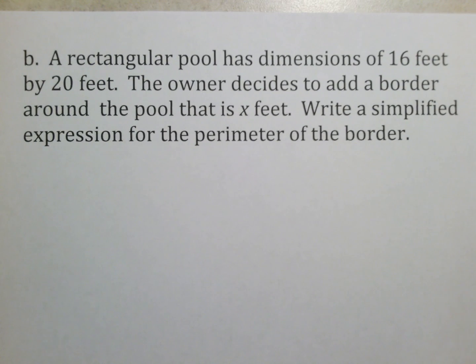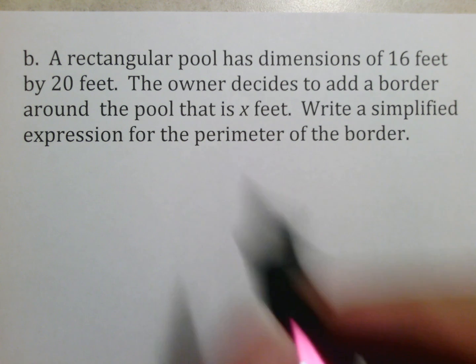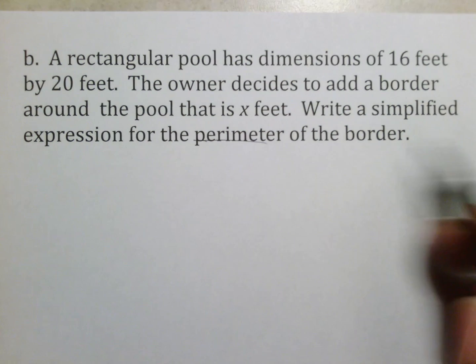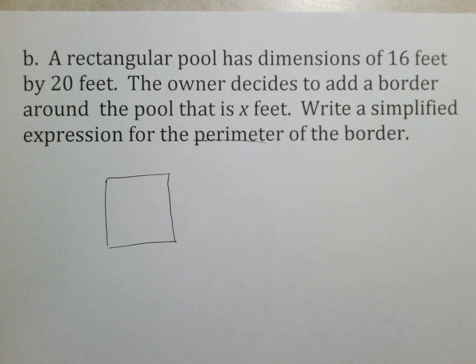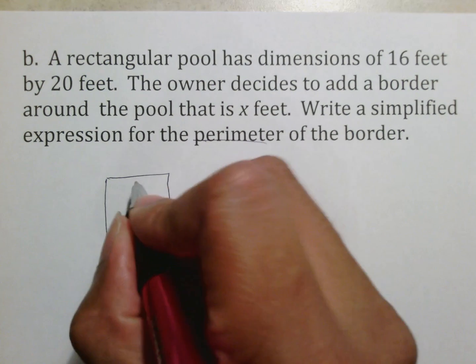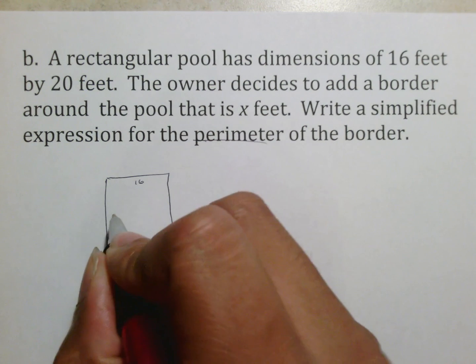Another one you're going to have is a true application. You're talking about a rectangular pool with certain dimensions, and the owner decides to make a border around that pool that's x feet, which we don't know how big it is, and we want a simplified expression for the perimeter of the border. So again, perimeter means we want the outside distance around the border, and so the best way to answer this is to just draw a cheap picture of the pool, which is 16 by 20.